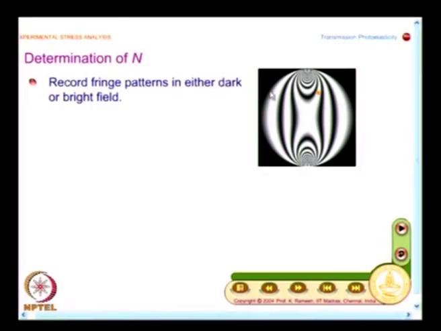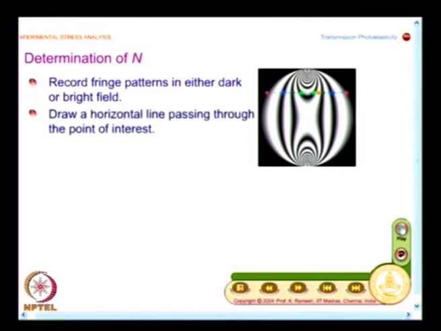And in this case, even a dark field image is sufficient, because suppose I take a line along this passing through the point of interest, it would cut several fringe orders. So, the simplest way to do is you record the image and then post process the data. So, what I am going to do is draw a horizontal line passing through the point of interest. So, I have several points that this cuts.